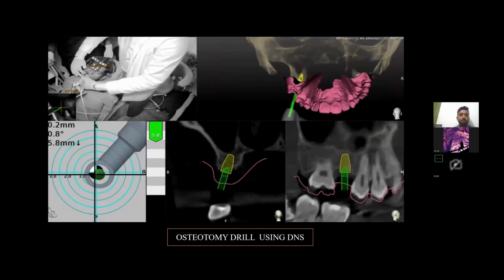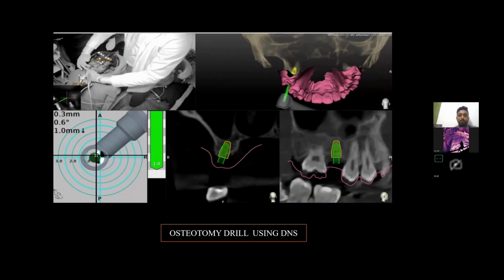As you can see, dynamic navigation generally refers to a live implant placement. So you can see where the drill is going. Here, with the initial drill, we can see that all the parameters were within range, 0.2 mm and only 0.8 degrees of angular deviation, and we had to go 5.8 millimeter even deeper. And then the final osteotomy, we almost reached close to 1 millimeter in the screenshot.